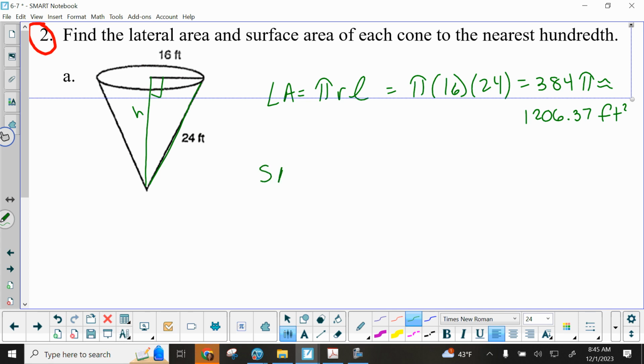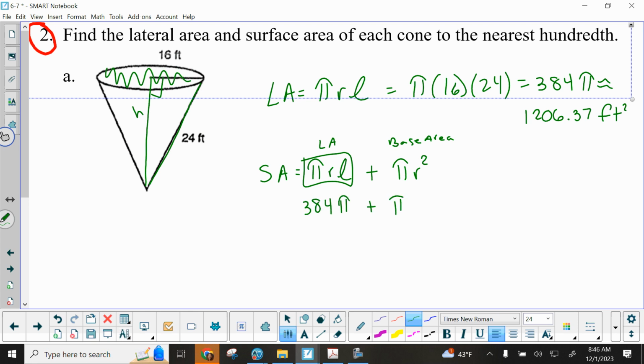My surface area is going to be that lateral area plus, now I'm going to include the base. So the base is the shape of a circle, so pi r squared. So once again, this is the lateral area, and then this is the base area. Well, I already have this. I'm going to write it as the exact first. And now for the base area, my radius is 16.